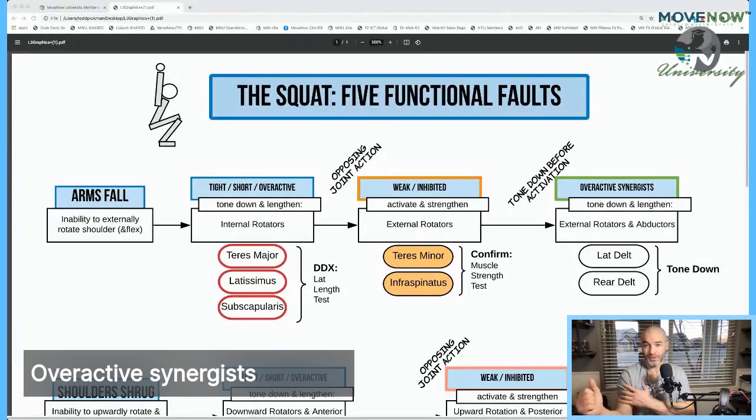Okay. So what you have to do in this movement is use some of these concepts like reciprocal inhibition, for example. The old, if you flex the bicep, you can't contract the tricep at the same time. What do I mean by that? If you just externally rotate here, like I said, you're going to probably fire lateral delt and rear delt. You don't want to do that. You want to fire teres minor and infraspinatus. You want to get those strong and active.